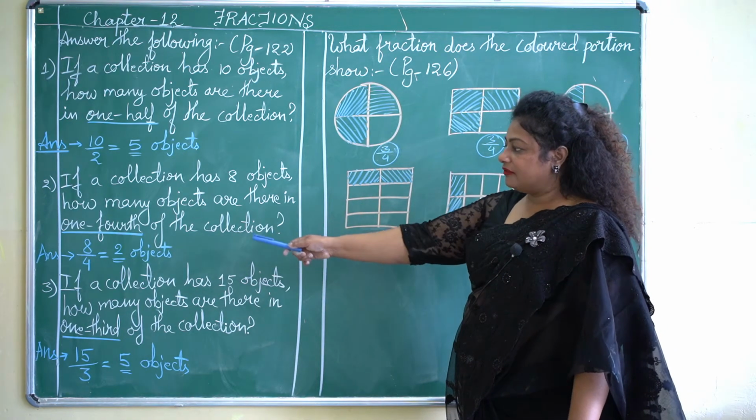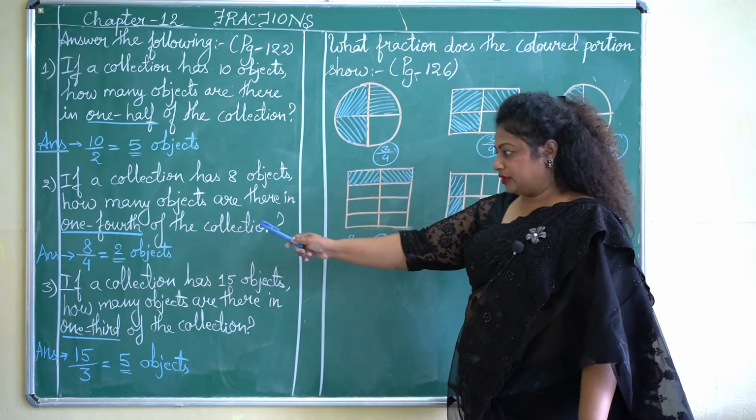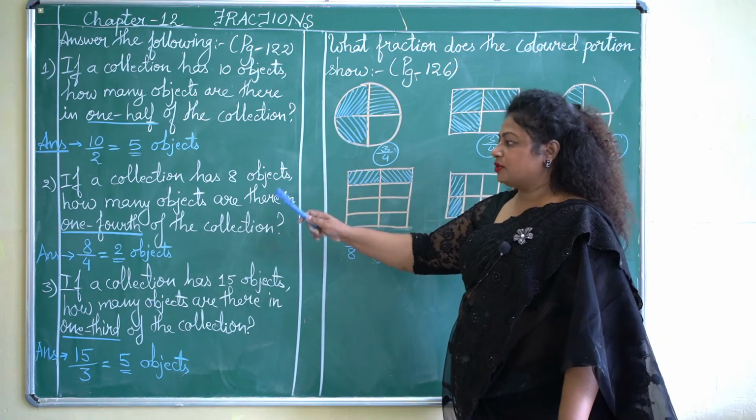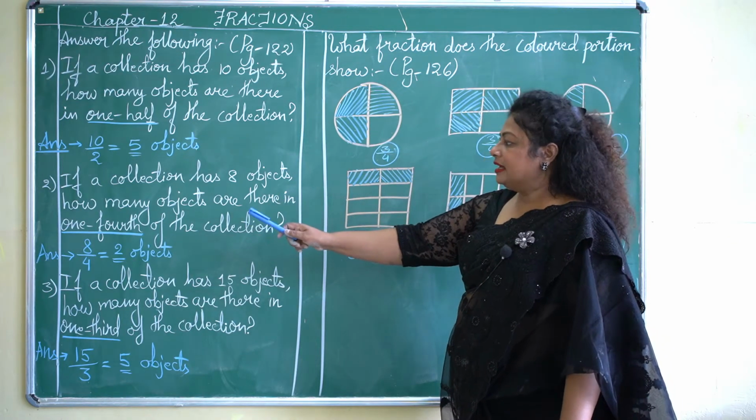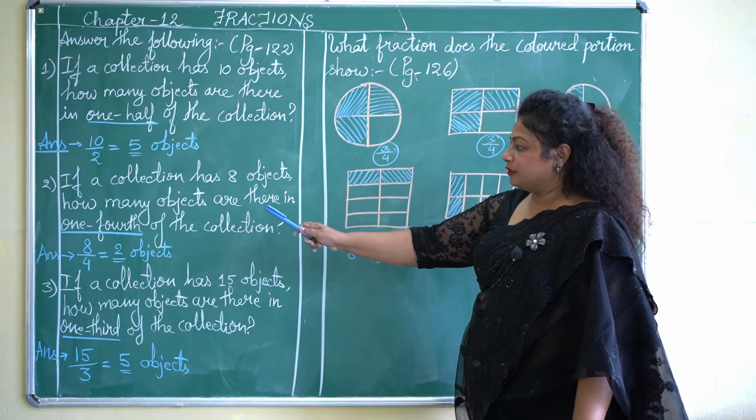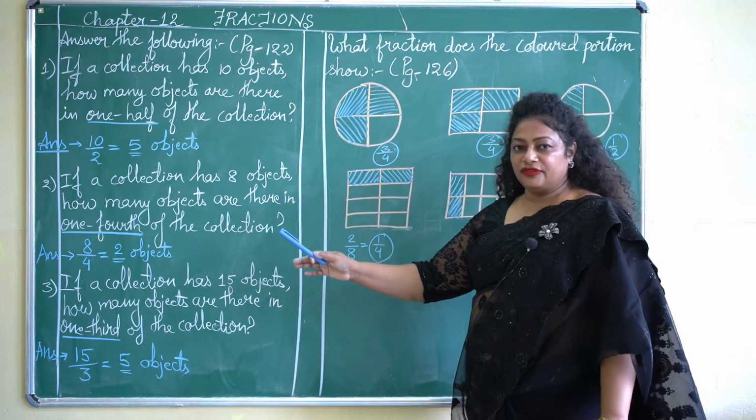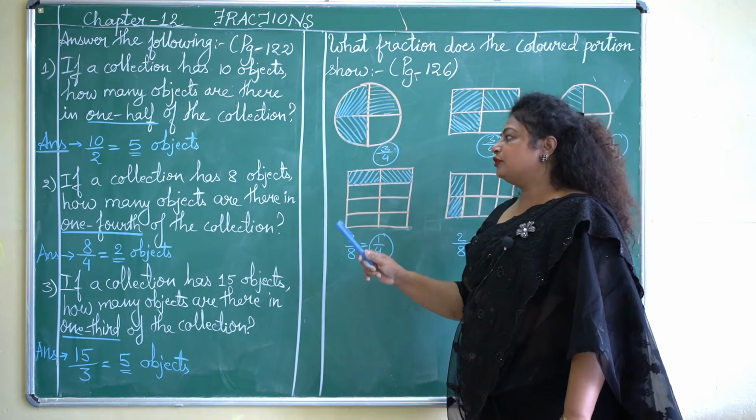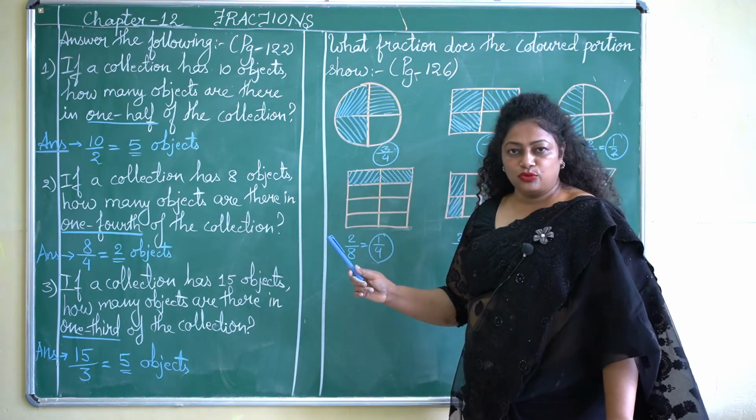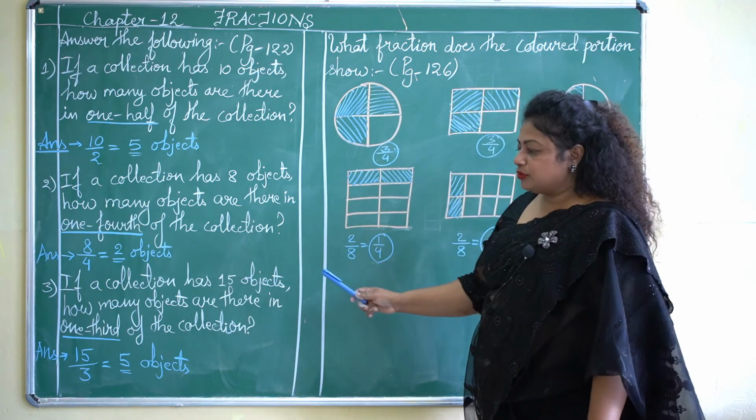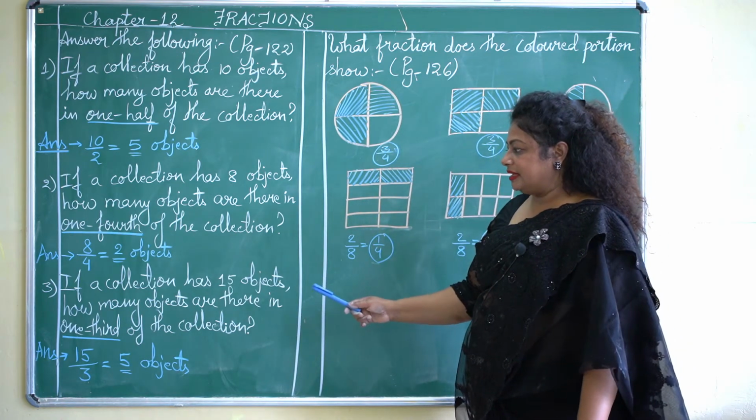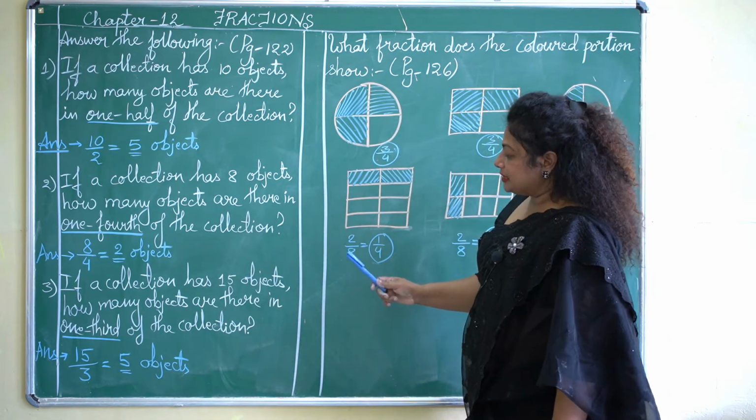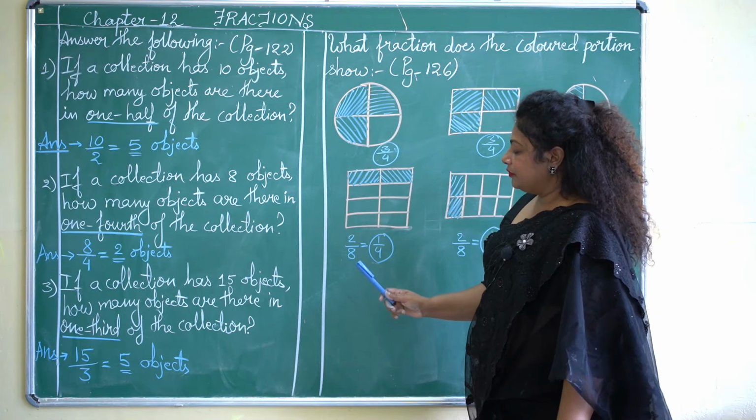See the children, again I have underlined the word 1/4. Okay. See, total number of how many objects are given? 8 objects. So I have written in the solution part 8 multiplied by 1/4 by 4. That means 8 divided by 4 will give you 2 objects. That means 1/4 of 8 objects will be 2 objects. Children, I am reading out to you the third question. Third question says, if a collection has 15 objects, how many objects are there in 1/3 of the collection?